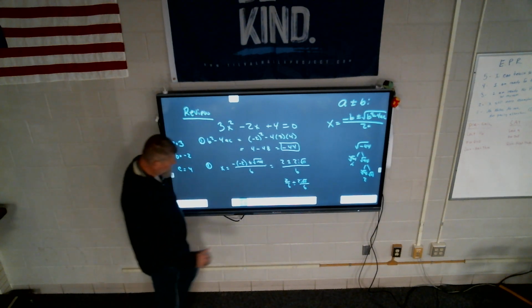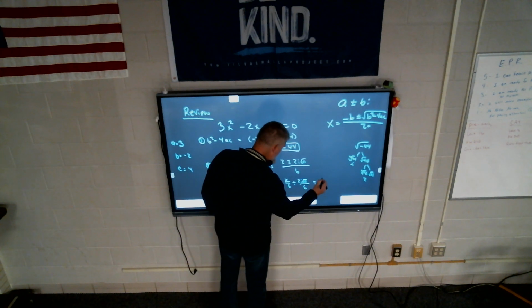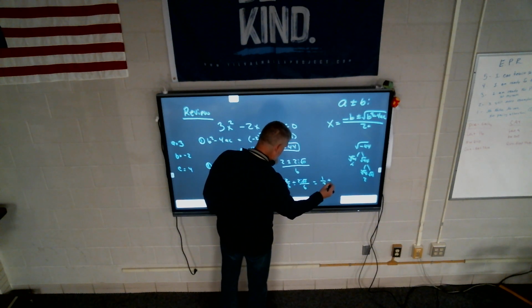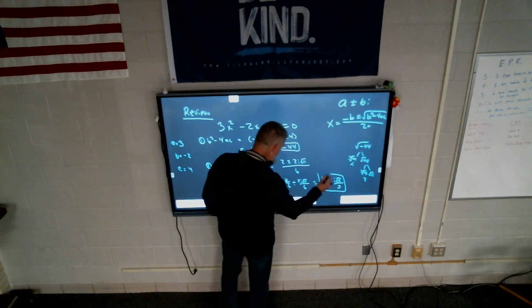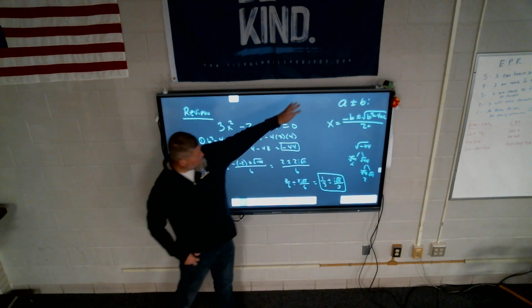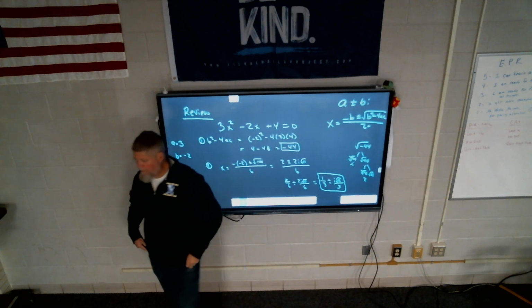And then you can reduce those fractions. And we have it written in our nice, neat little complex form.